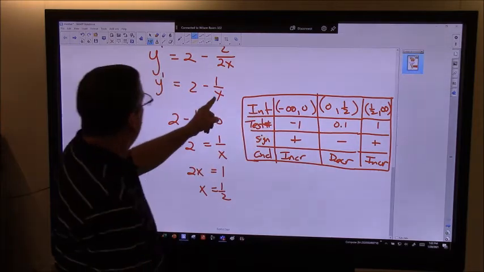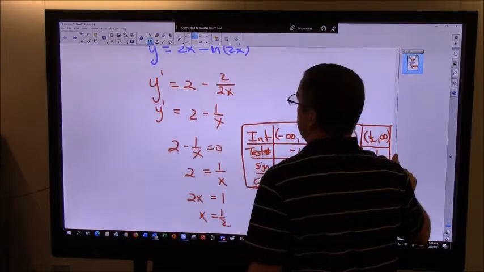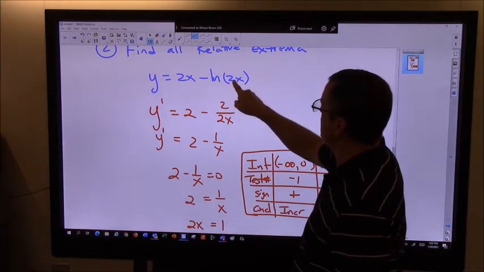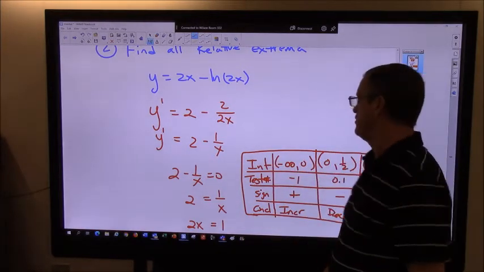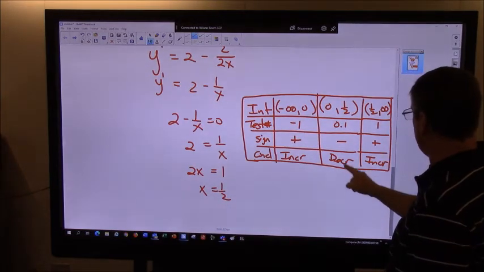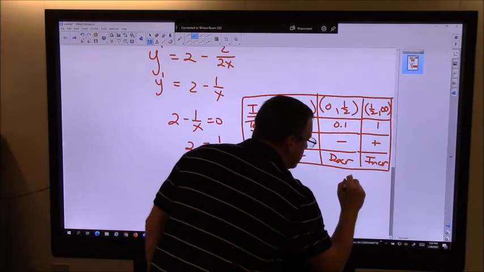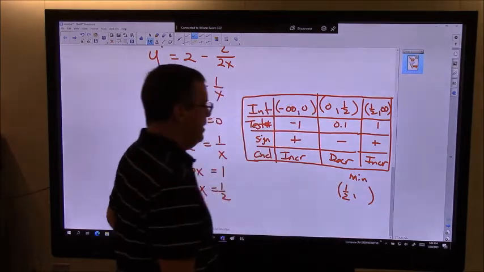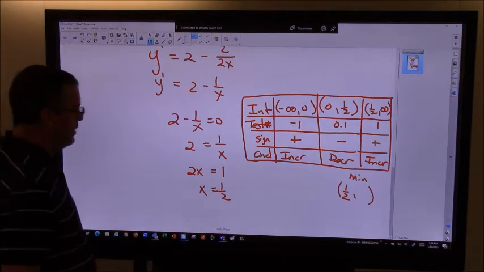So at 0, we're undefined, right? If I go back and look at the original function, if I plug in a 0 here, you can't do the natural log of 0, so this function would be undefined at that point. Okay? And then here we're decreasing, then increasing, so that would be a relative minimum at 1/2 comma something. So we have a minimum at 1/2 comma, and now I need to go back and plug that into the original function and see what I get for an answer.